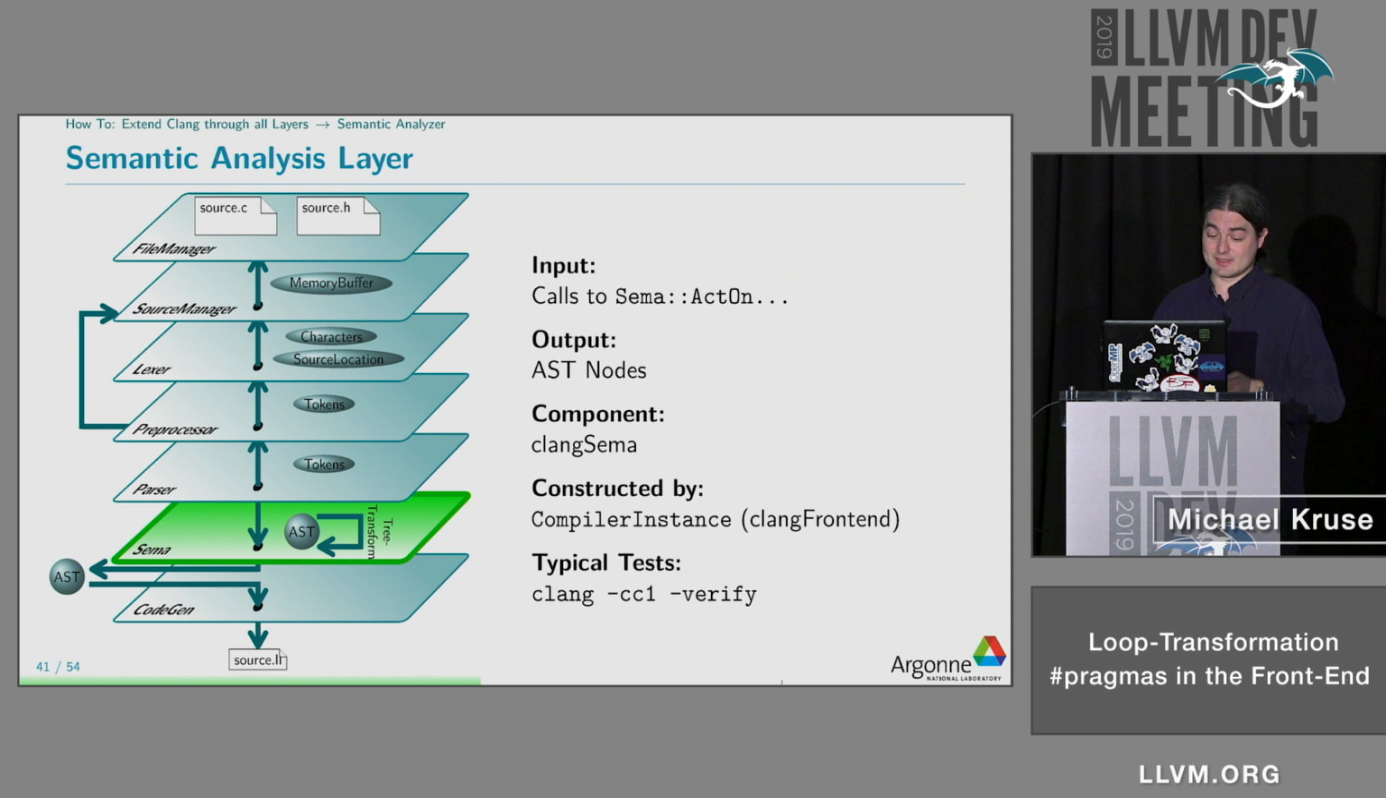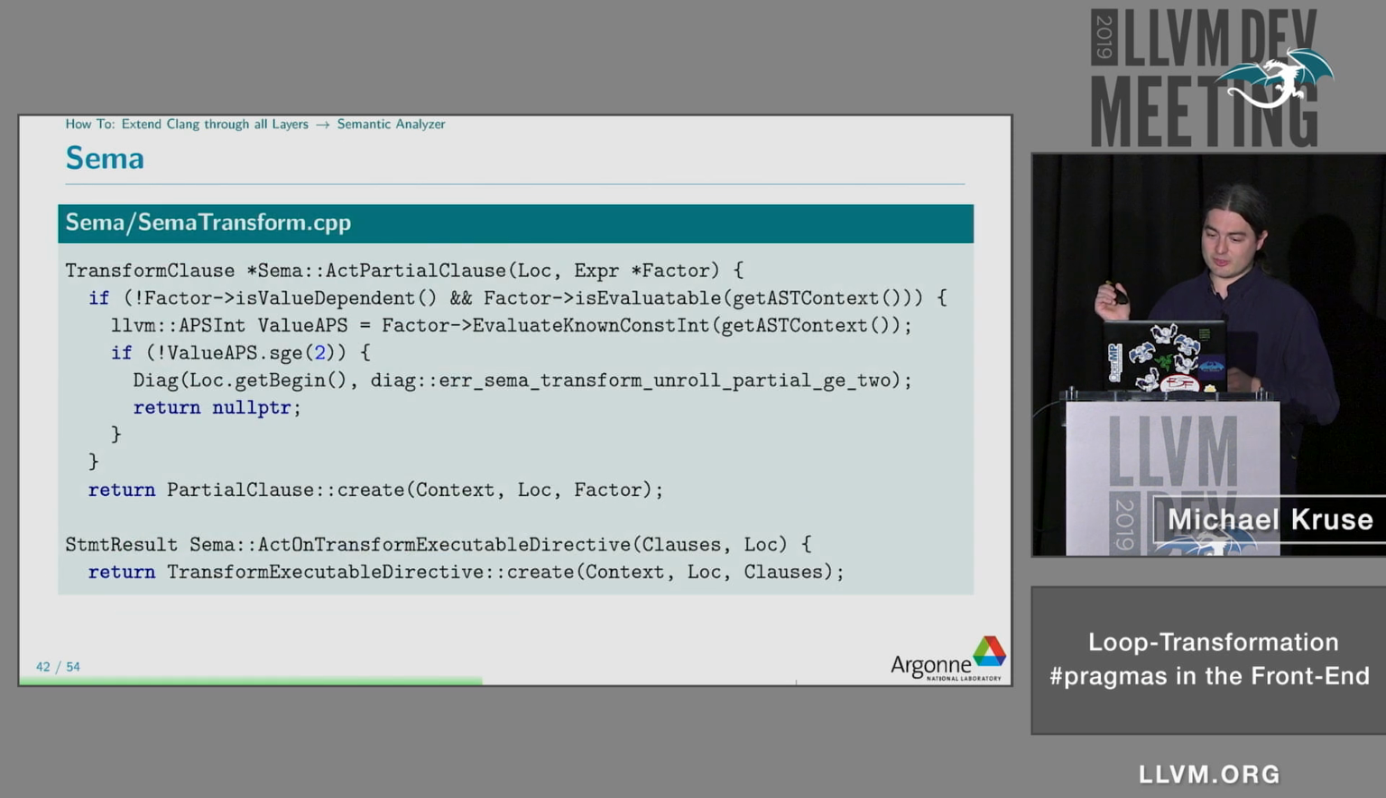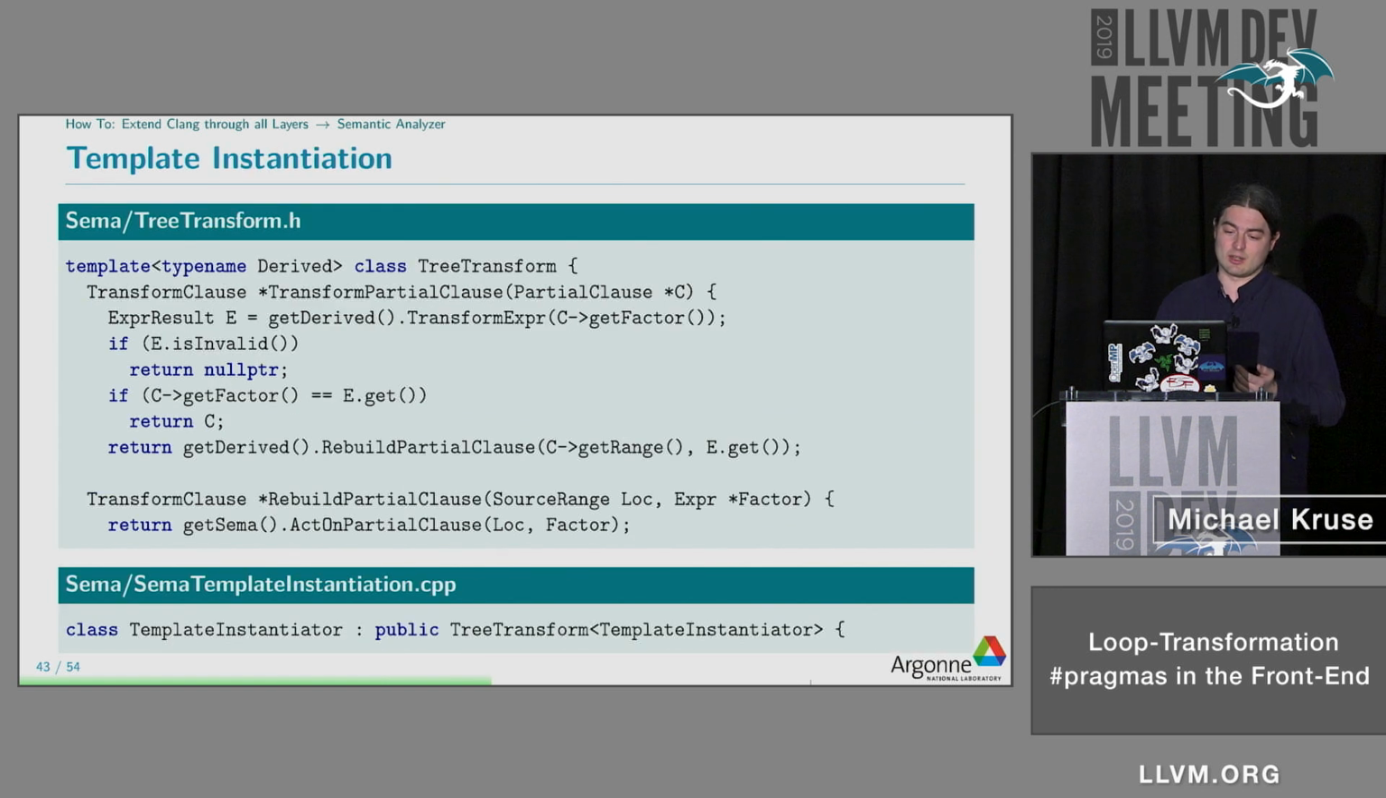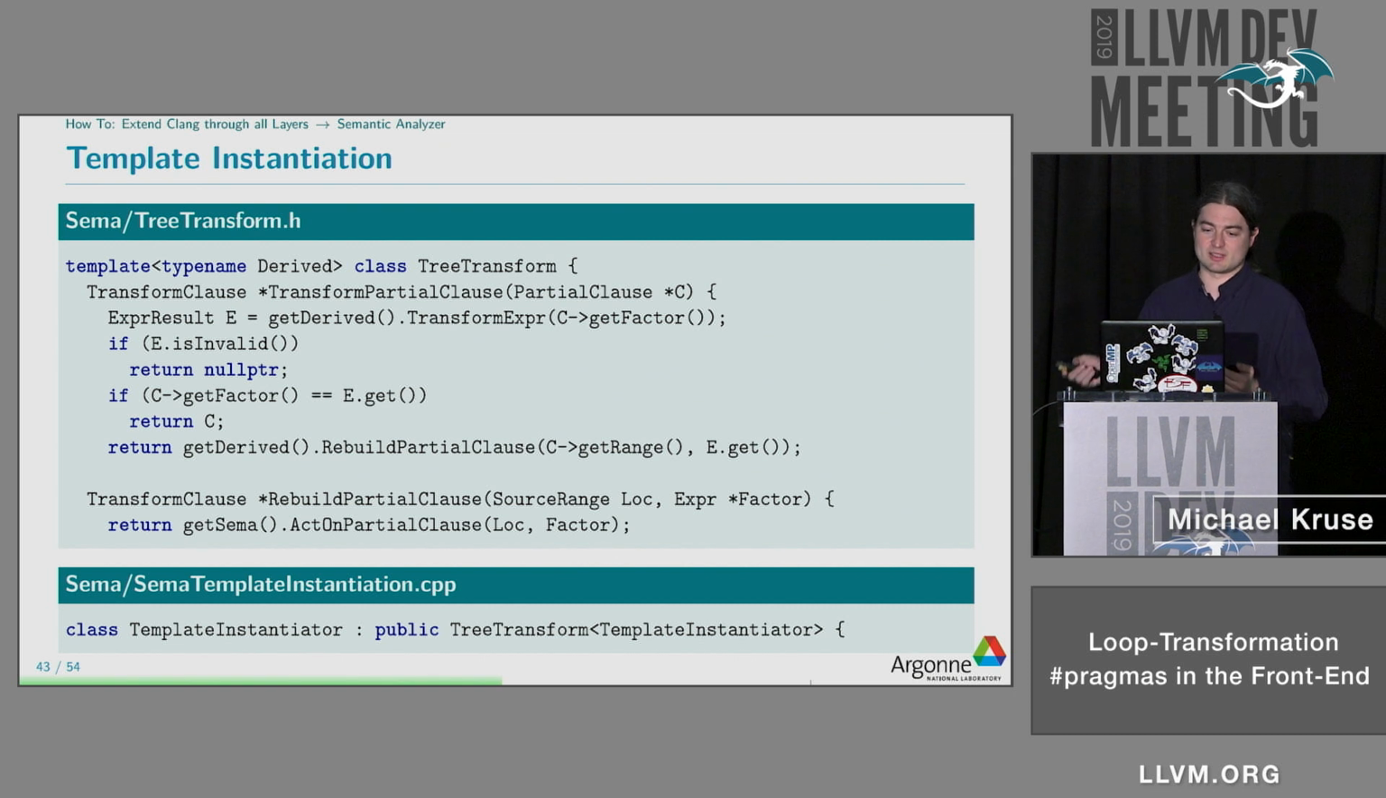We actually come to this Sema. For semantic transform, it actually creates your AST node class. With these act-on functions, for instance, act-on transform executable directive, it just instantiates your class. If you instantiate templates, you need to have another traverser called tree transform, which returns a new AST tree after having it instantiated, potentially with some changes, some template arguments are now known.